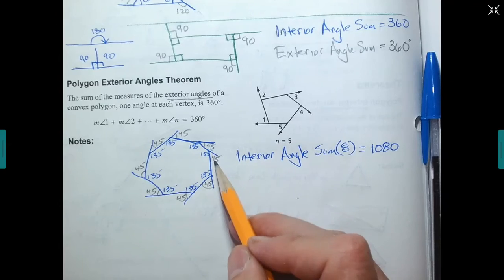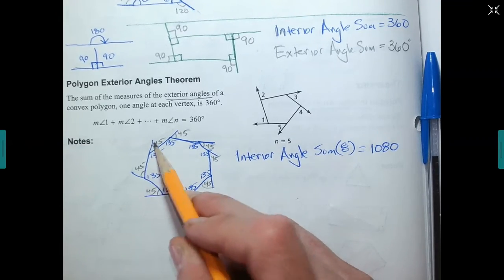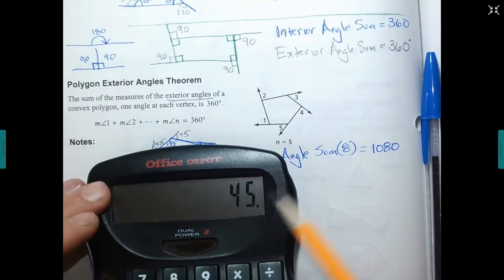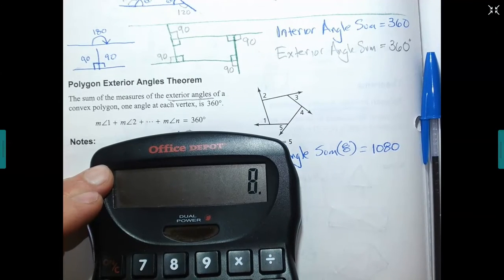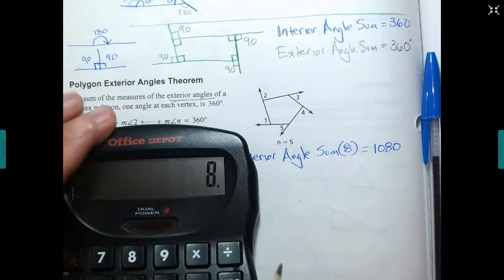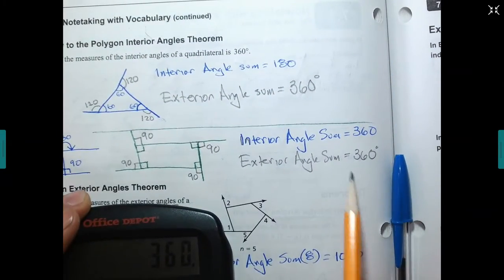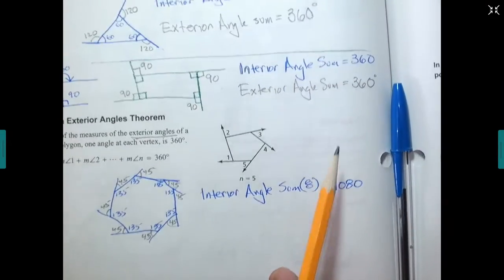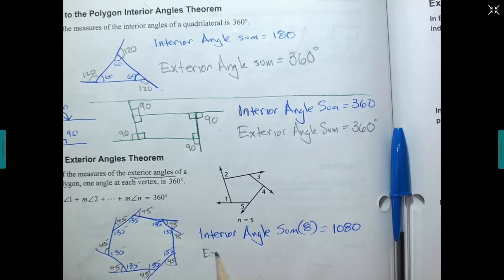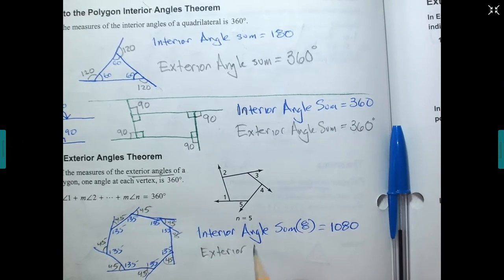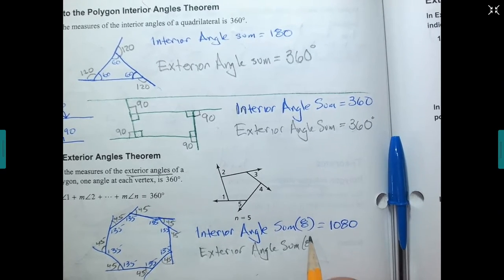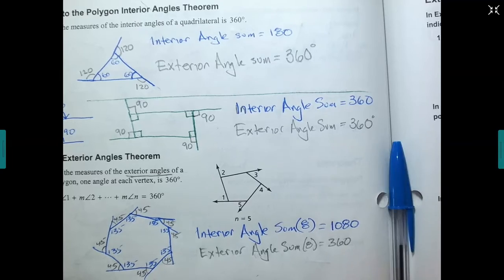So I've got 1, 2, 3, 4, 5, 6, 7, 8. So I've got 8. So I have 45 times 8. So my exterior angle sum for an 8-sided shape is, no way, it's the same as these. My exterior angle sum for an 8-sided shape is 360 degrees.